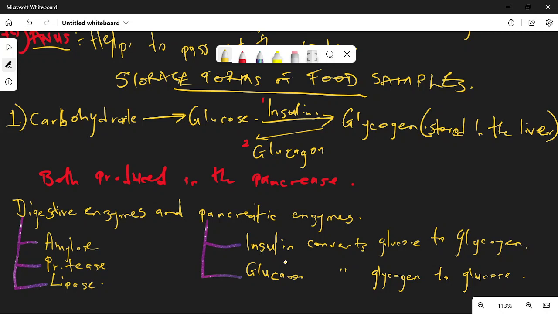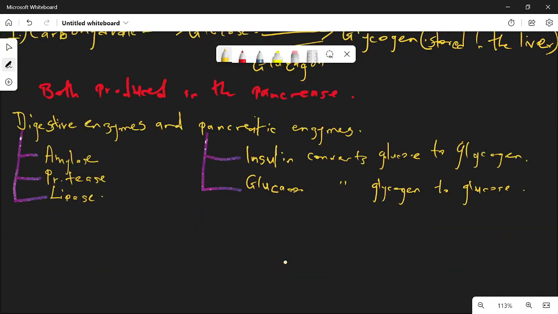So carbohydrate is broken down to glucose. It is used by the body, and the excess of it is stored in form of glycogen. When it is needed, it is converted back to glucose by the glucagon.